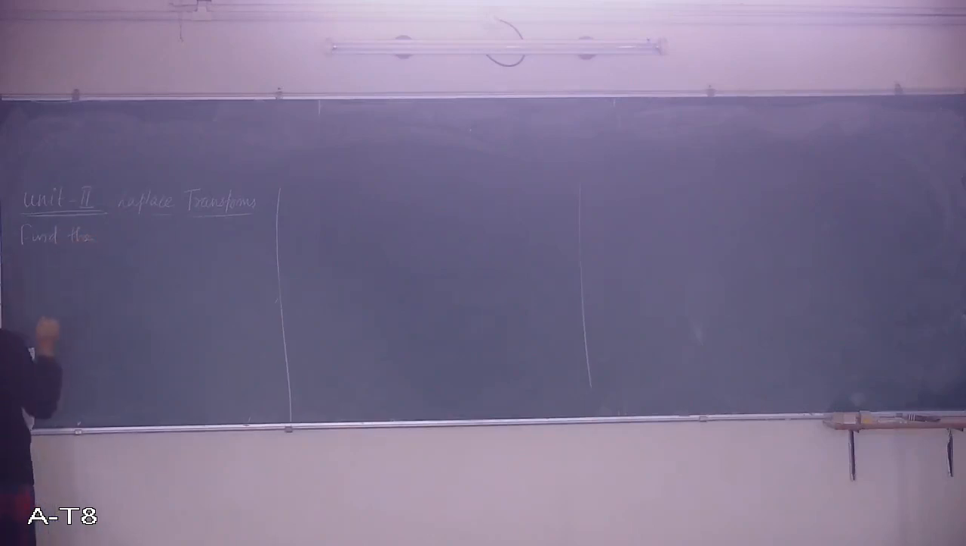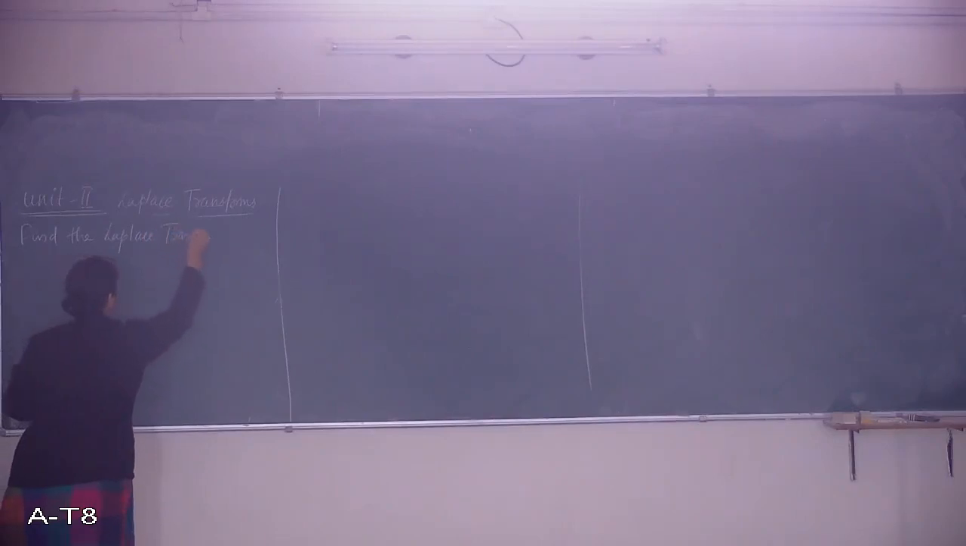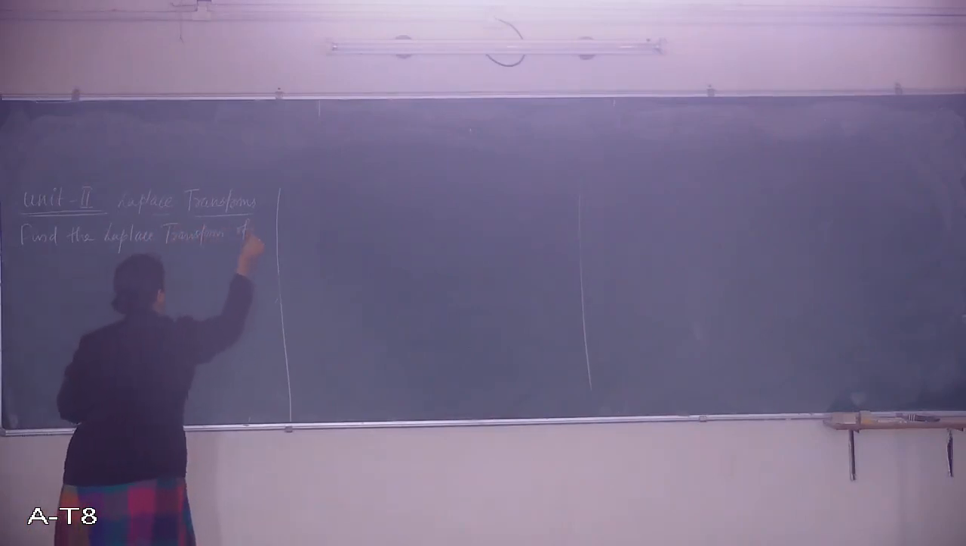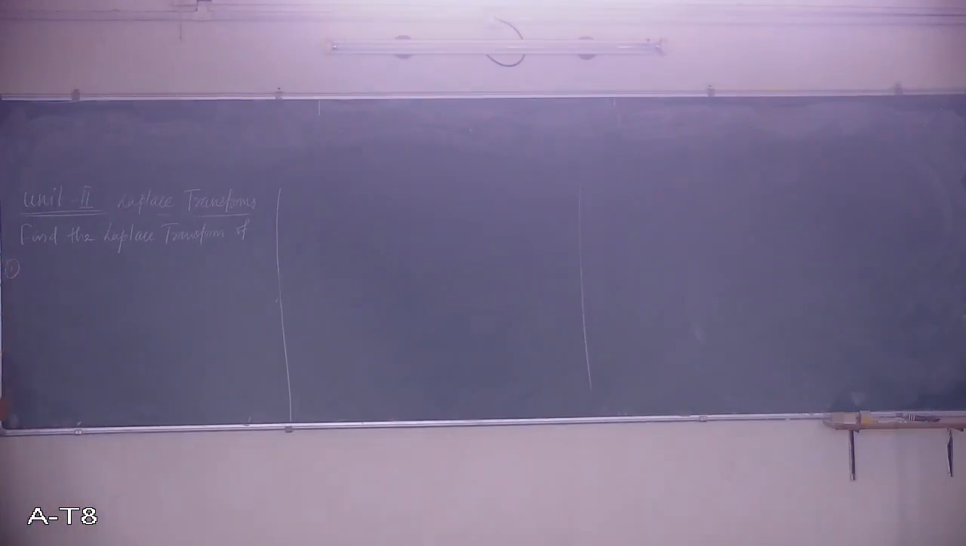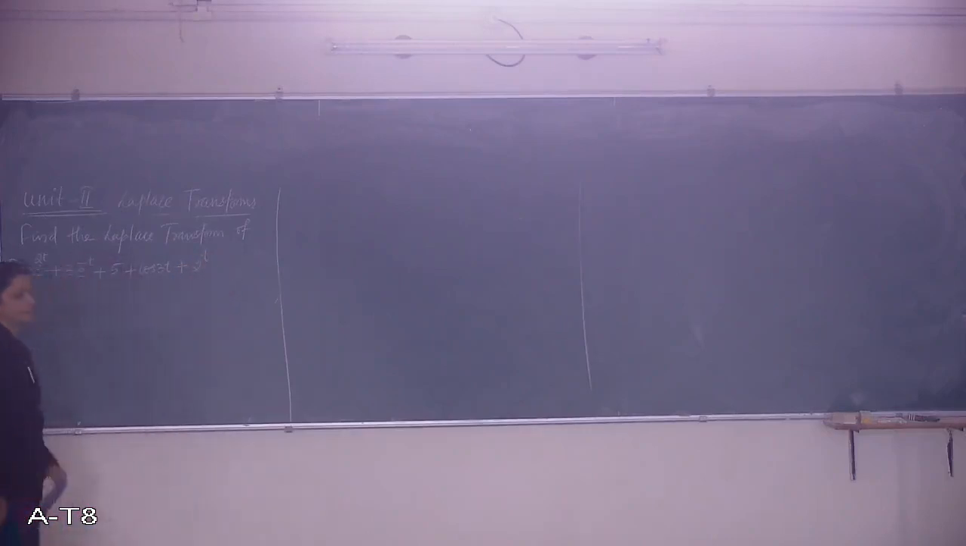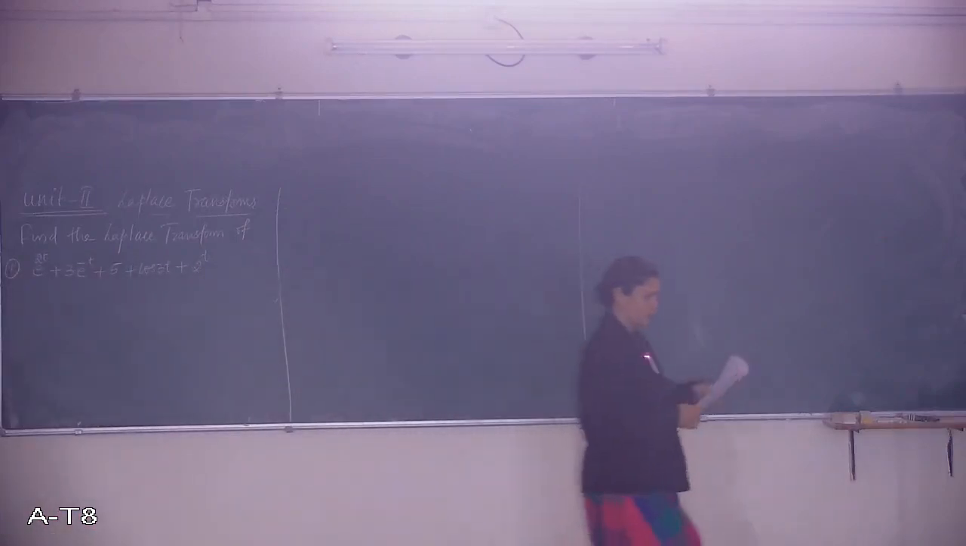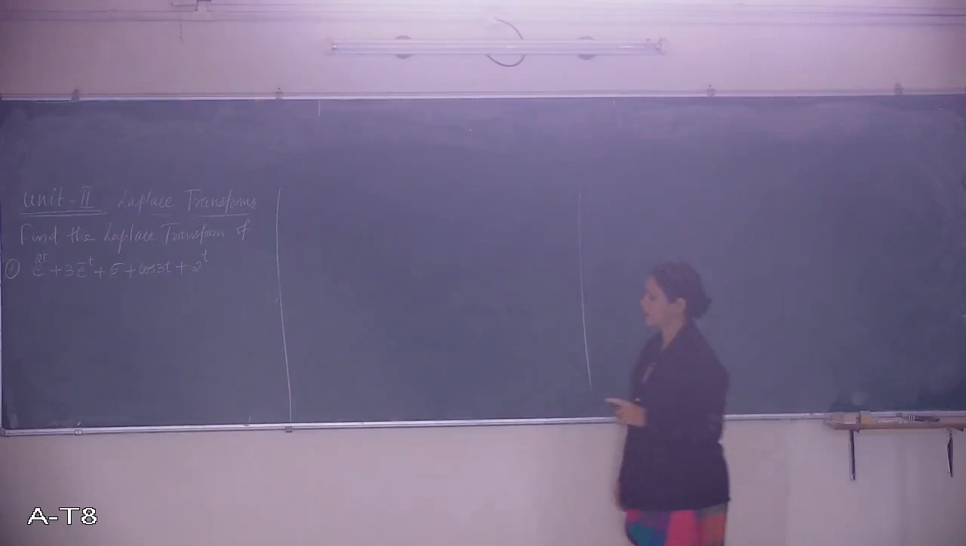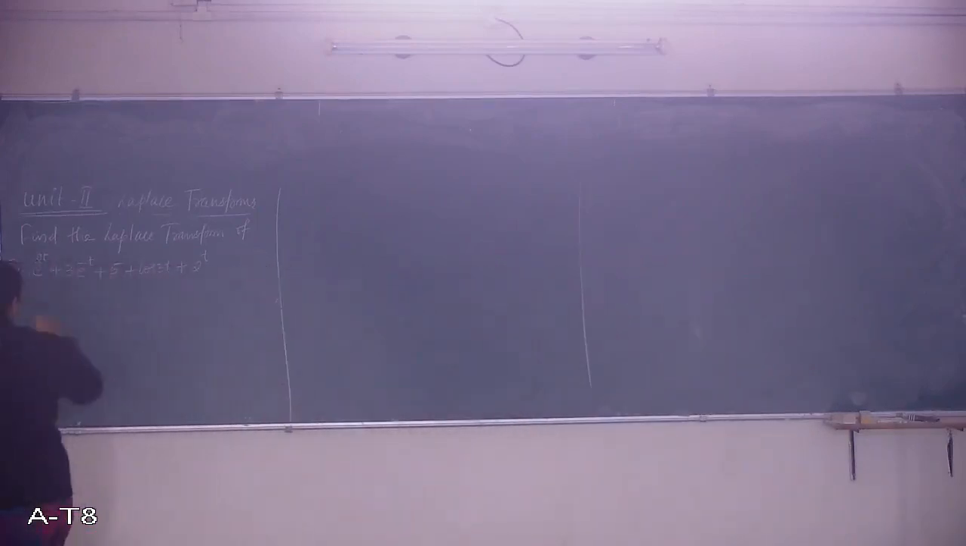find the Laplace transform of e to the power 2t plus 3 into e to the power minus t plus 5 plus cos of 3t plus 2 into t. Okay, so this is the problem. Now, all of these are functions of t, except that 5, which is also a function, but it is a constant function here.